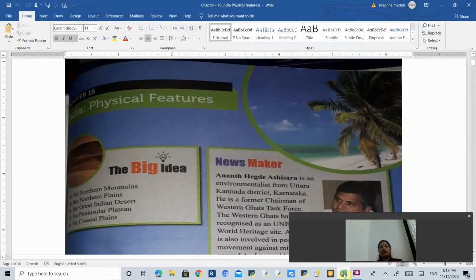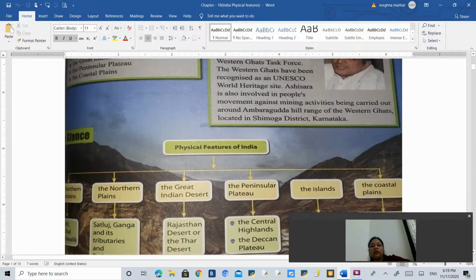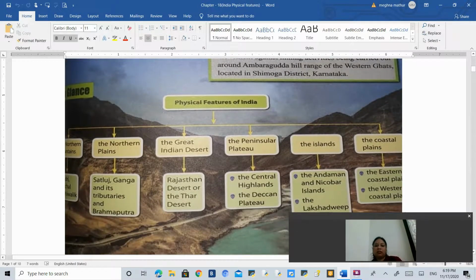Okay, so in this class, we are starting with the chapter that is chapter number 18, India Physical Features. In this chapter, we are going to understand what comprises India, the physical part of India. The physical part of India is divided into six categories. The first one is the northern mountains.